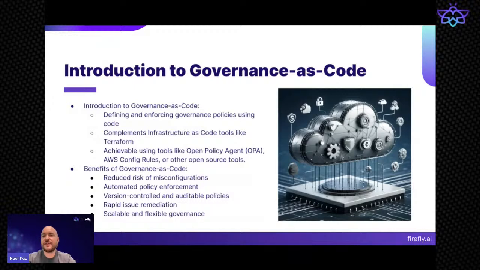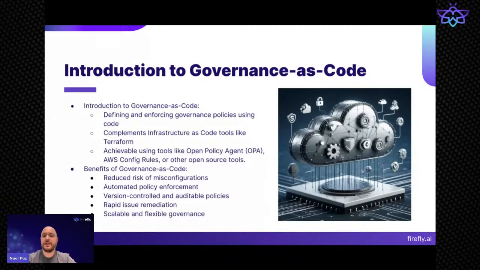Now let's explore some of the key benefits governance as code offers for managing cloud infrastructure. 1. Reduced risk of misconfigurations. By defining your governance policies as code, you can ensure that they are consistently applied across all your environments, reducing the risk of misconfigurations. 2. Automated policy enforcement. With governance as code, you can automate the enforcement of your policies, reducing the need for manual interventions and freeing up your team to focus on more strategic tasks.